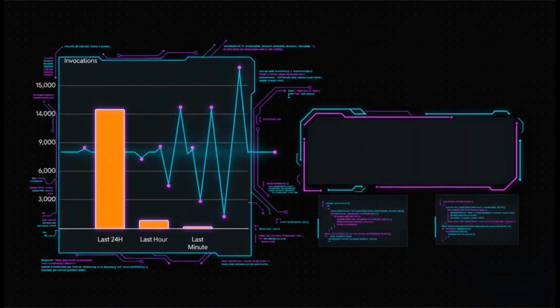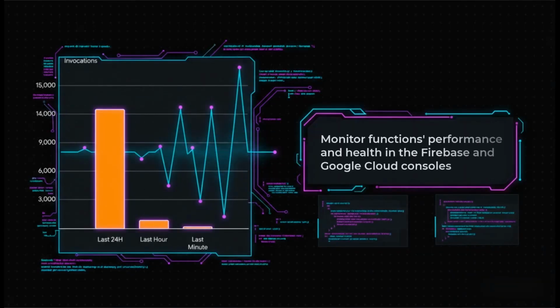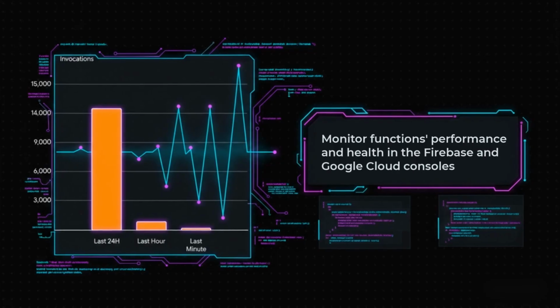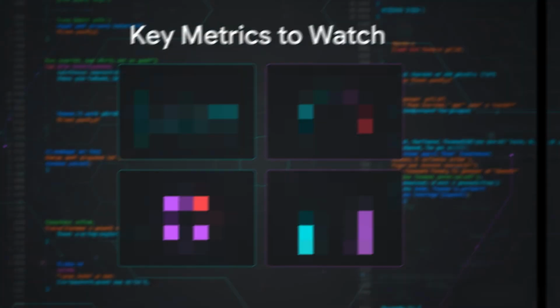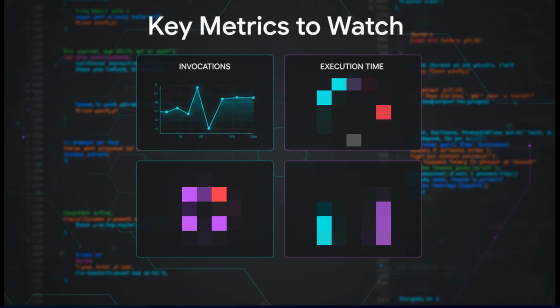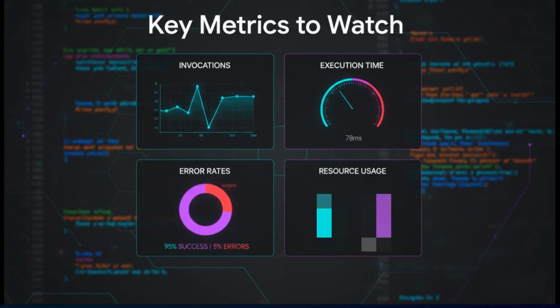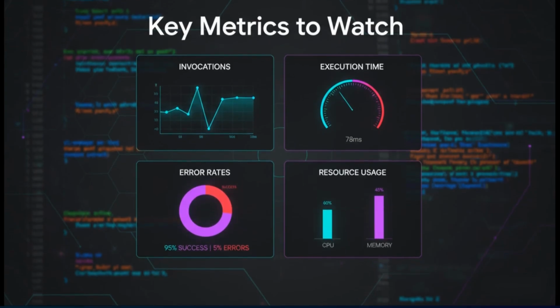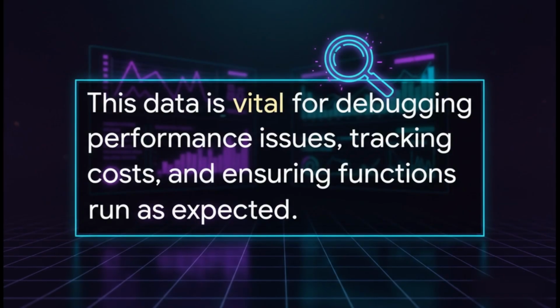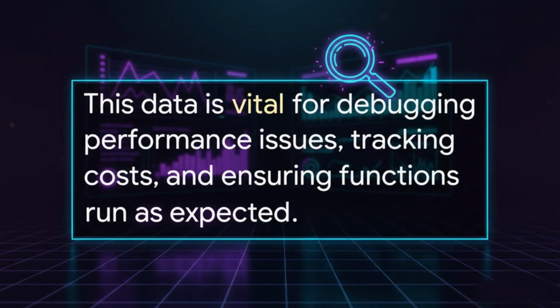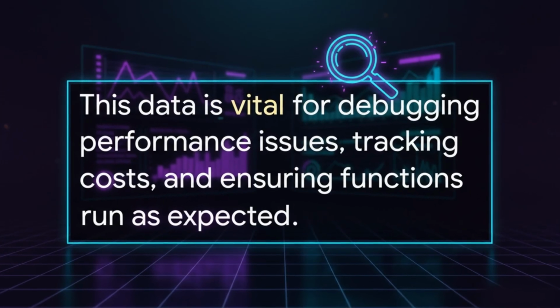Function monitoring. After deployment, you can monitor your function's performance and health in the Firebase and Google Cloud consoles. You can view the number of invocations, execution time, error rates, and resource usage. This information is vital for debugging performance issues, tracking costs, and ensuring your functions are running as expected.